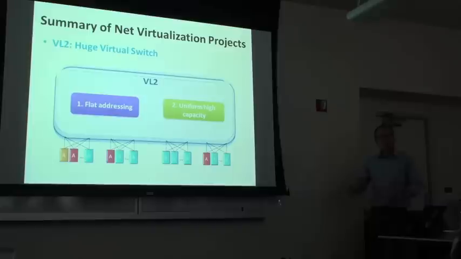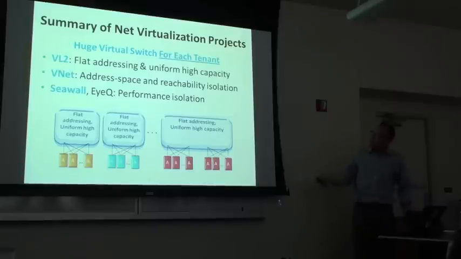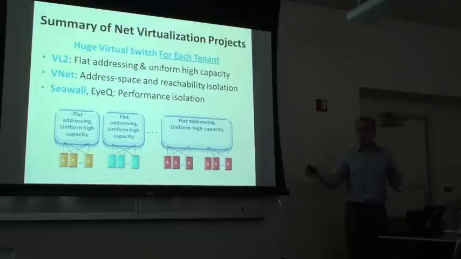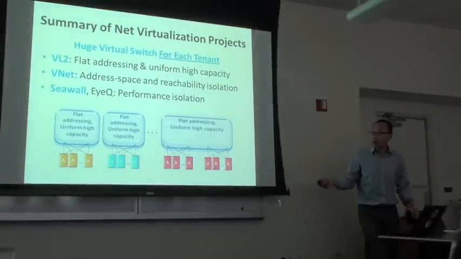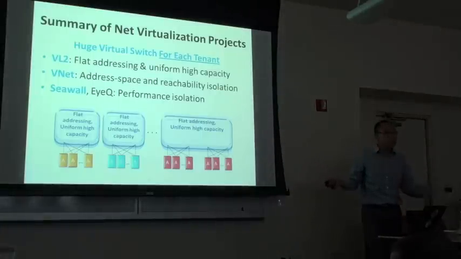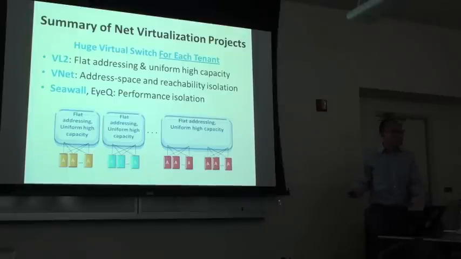And then I extended this abstraction in a few other projects, VNet and Seawall, and IQ is another project that I've been doing with Balaji and Dave and Vimal here. So instead of having just one huge shared switch, let's give an individual virtual switch with unlimited capacity to every single tenant. Each tenant can have as many ports on this switch as they wish, and they have complete isolation in terms of addressing, reachability, and also performance.